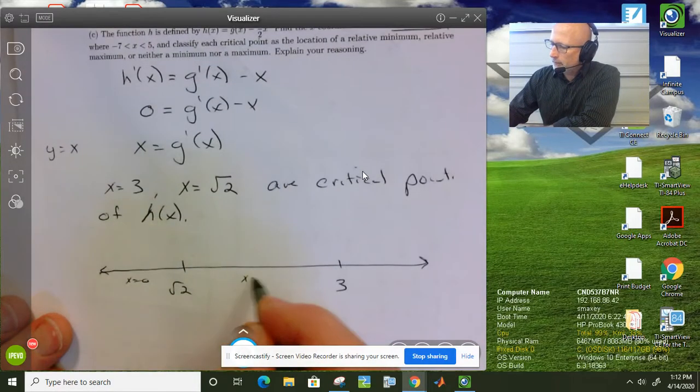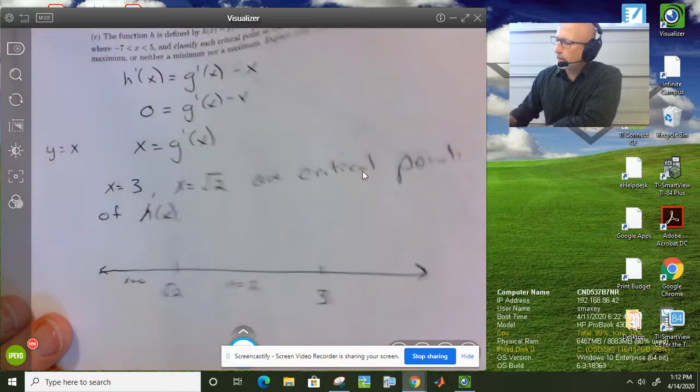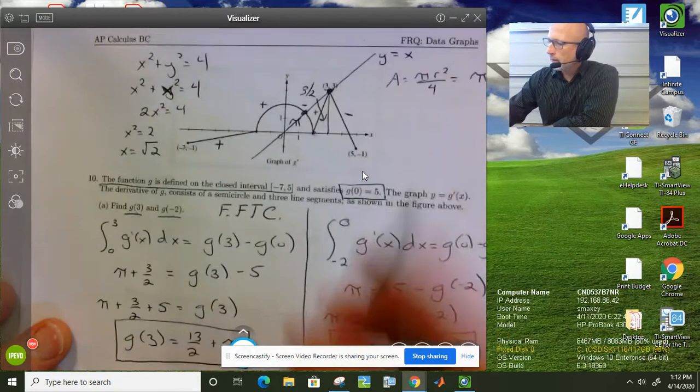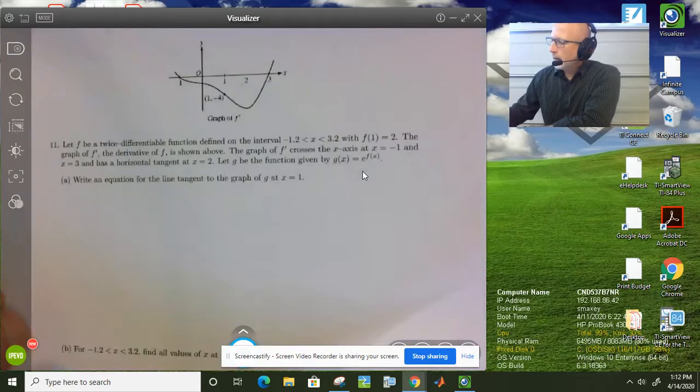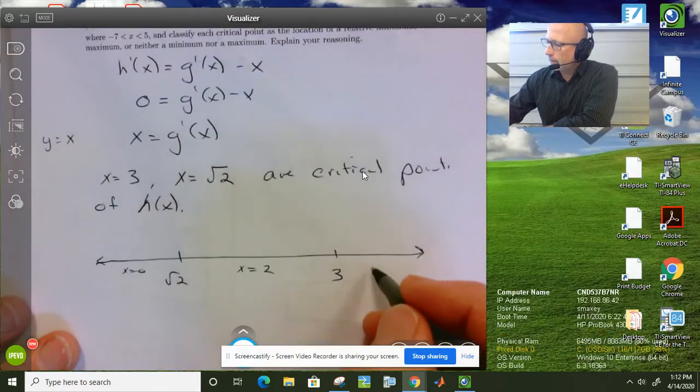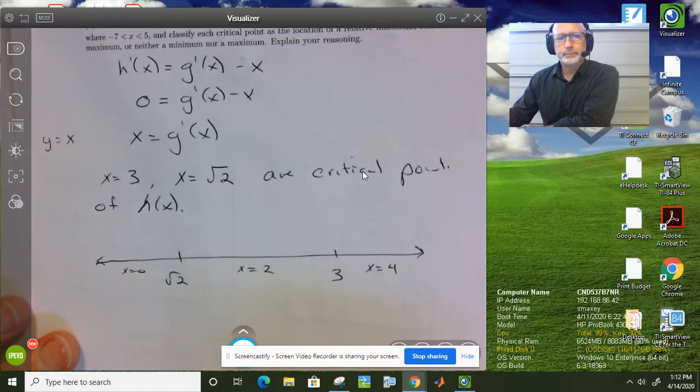I'm going to pick x is equal to 2 there. Should go back and double check, make sure nothing's going on. It's weird there. Well, it is a little weird there, but I think that's okay. I can still point it there. And then I'm also going to pick x is equal to, we'll say, 4 there.